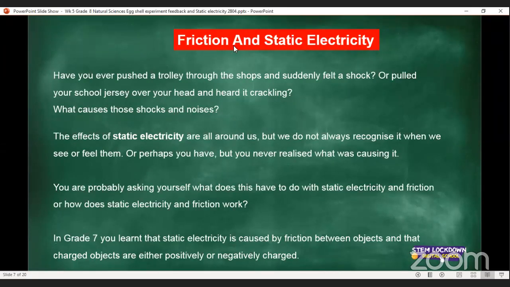So we have friction and static electricity. This is our new section that we're going to start with, which we'll be doing today and tomorrow. Friction and static electricity. Have you ever pushed a trolley through shops and suddenly felt a shock in your hair and heard it crackling? So you'd ask yourself, what causes these shocks and what causes these noises?